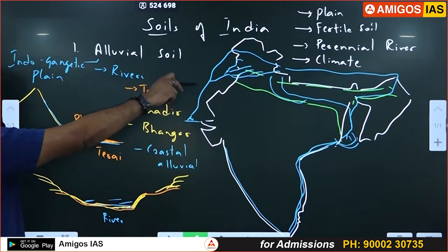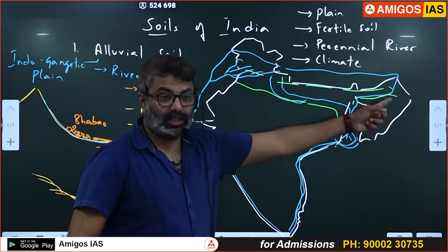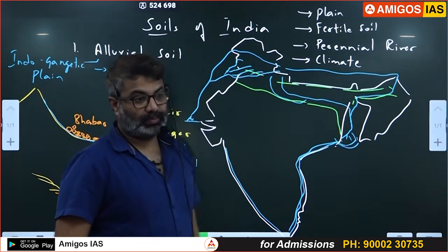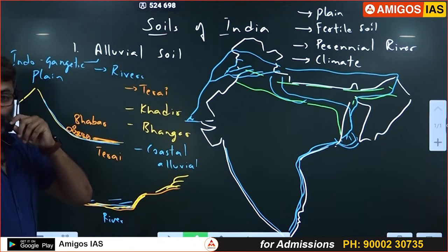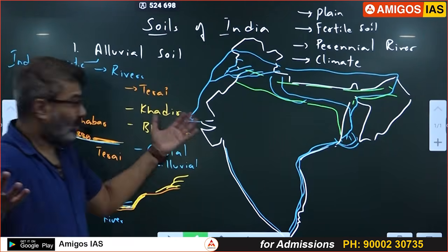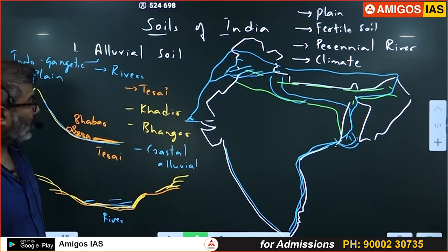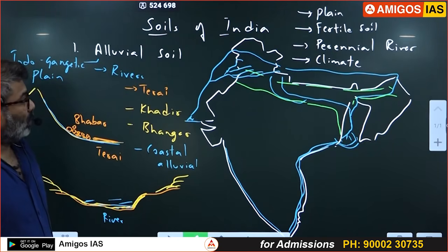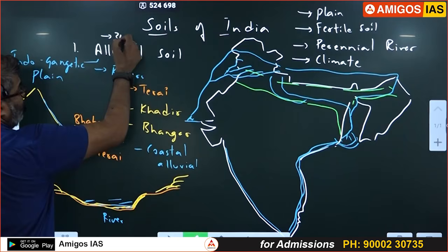So this is the Great Northern Plain of India. We also call this region the Great Northern Plain. What type of soil? Alluvial soil. It's one of the largest depositional plains in the world. Depositional means rivers have deposited the sediments. So it accounts for nearly 30% of the country.